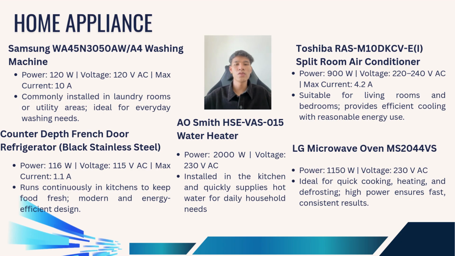So next one is the Toshiba split air conditioner. This air conditioner consumes about 900 watt on a 220 supply. It can be installed in the living room or bedroom to maintain a comfortable indoor temperature. Despite its higher power, it is energy efficient considering its cooling capacity.